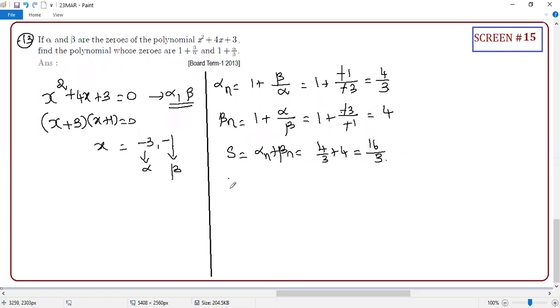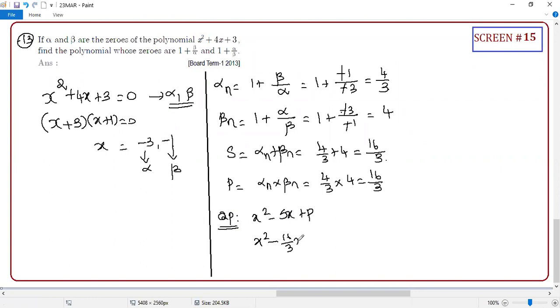What is product? Alpha n into beta n. What is the answer? 4 by 3 into 4 equal to what? 16 by 3. So now you tell me what is your quadratic polynomial? x square minus sx plus product. x square, s is what? 16 by 3. 16 by 3 x, plus 16 by 3. You can take 16 by 3 out.